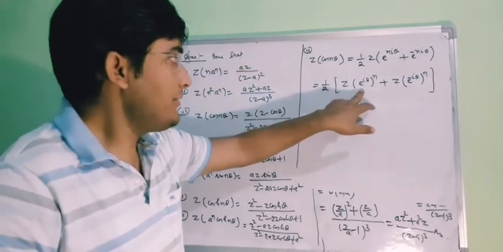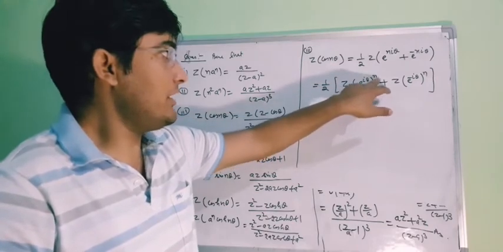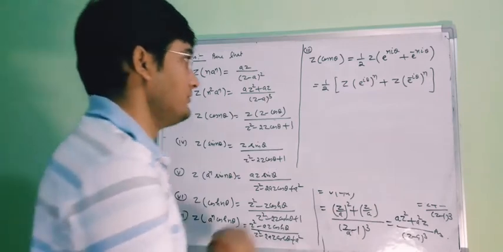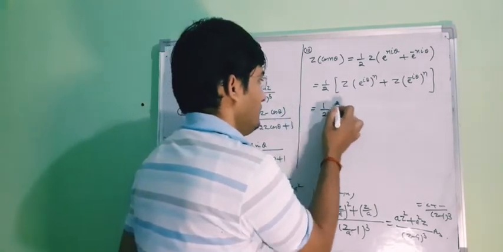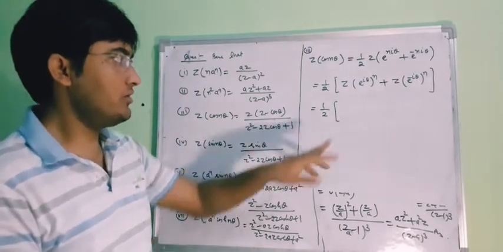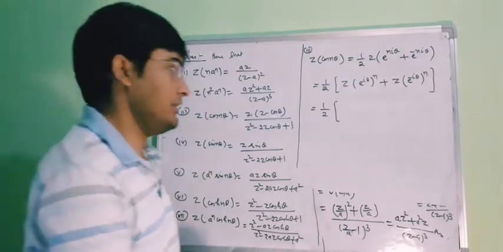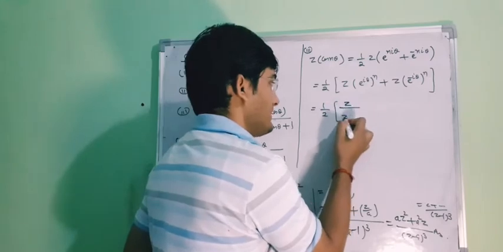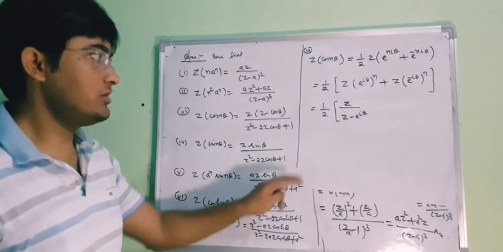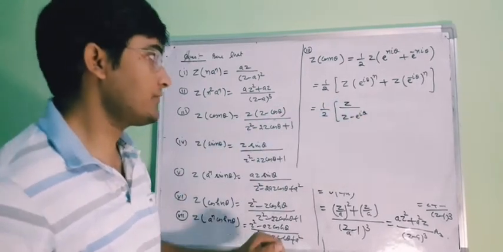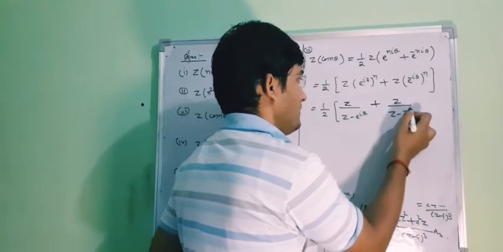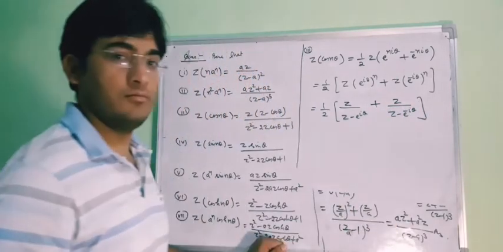Now we have the formula for z transformation of a power n. If you assume this e power i theta as a, then we have already the result for z transformation of a power n, and that was z upon z minus a. Now in place of a we have e power i theta, so this is z upon z minus e power i theta, and then again we will have z upon z minus e power minus i theta.